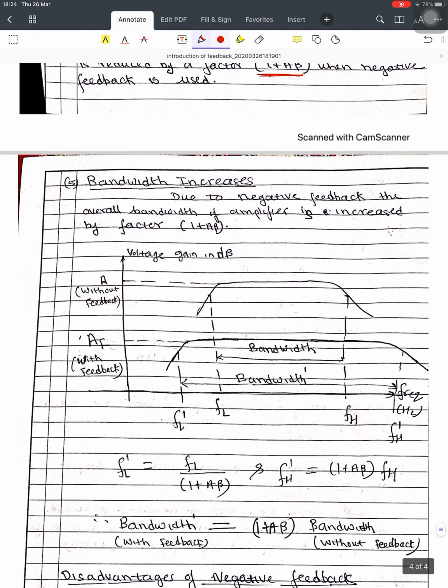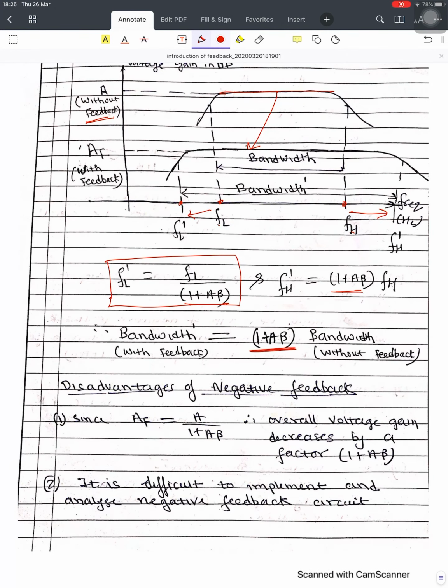Now bandwidth increases. You know gain has decreased, so this upper graph is the gain without feedback. With feedback, gain has reduced to this level. When gain has reduced, here you see the cutoff frequencies. In the first case it is FL and FH. Now here you see when gain has reduced, FL has decreased and FH has increased, and this change is again controlled by the same factor. So you can say overall bandwidth also increases by this factor.